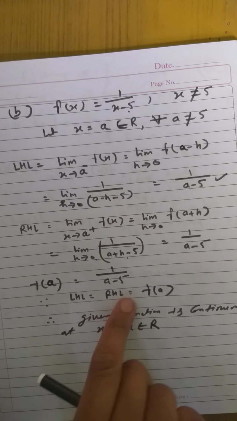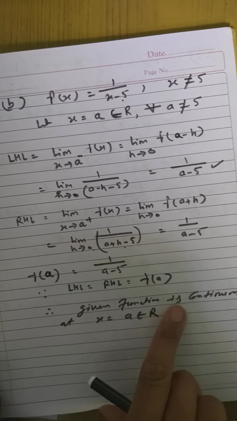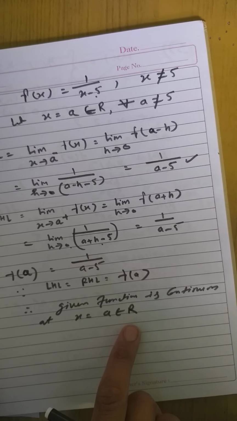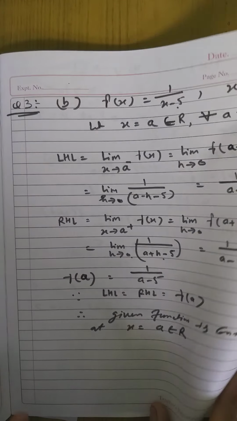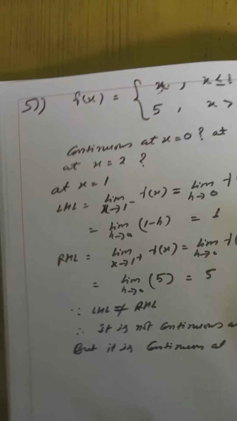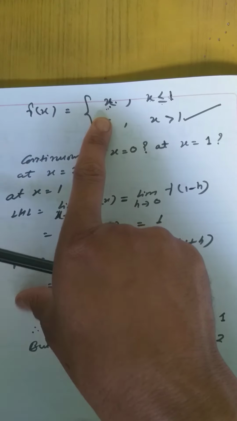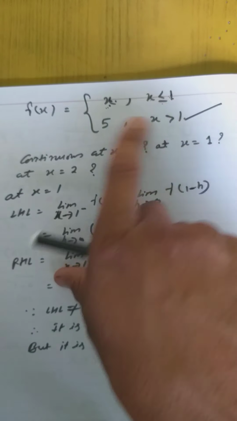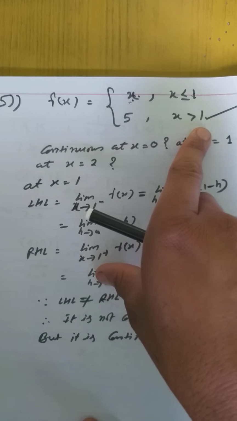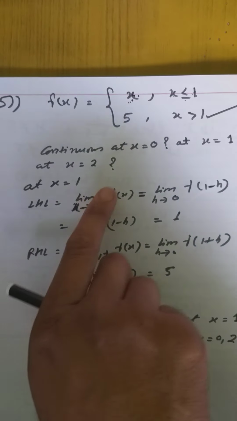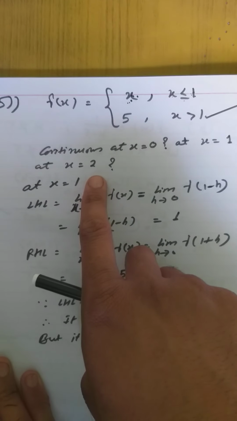Therefore left hand limit equal to right hand limit equal to value of the function. Hence the given function is continuous at x equal to a, belonging to real numbers. Now come to question number 5. f(x) equal to x when x less than or equal to 1. f(x) equal to 5 when x is greater than 1. Is the given function continuous at x equal to 0, x equal to 1 and x equal to 2?